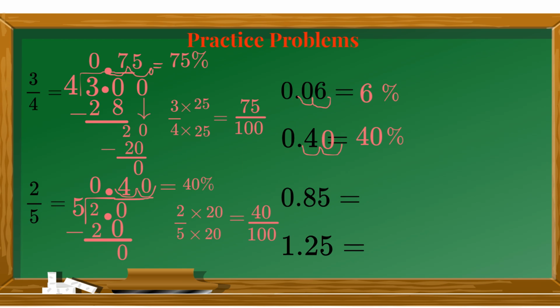For my next problem, 0.85, if I move my decimal point over 2 places to the right, the first time I move it is behind the 8. The next time I move it is behind the 5. My answer is 85%.